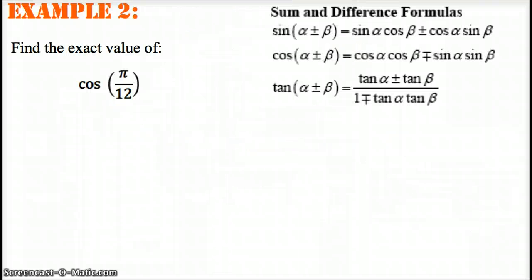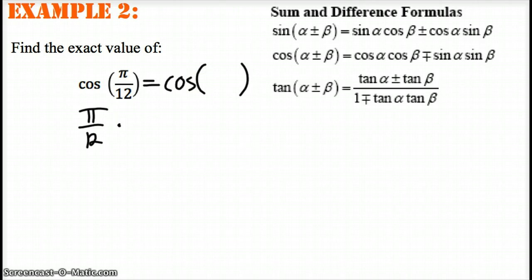So next example, we have a value in radian mode. So we have pi over 12. Now many of us are not quick with our fractions, and even I would prefer to work with degrees, because I'm quicker with my adding and subtracting of whole numbers than I am with fractions. So my first step here is to change pi over 12 into degrees, because this will equal the cosine of the same angle in degrees.